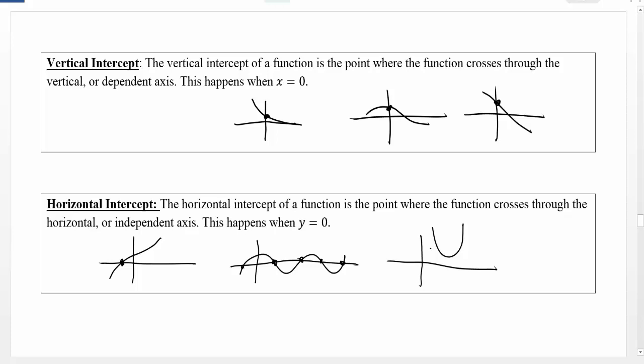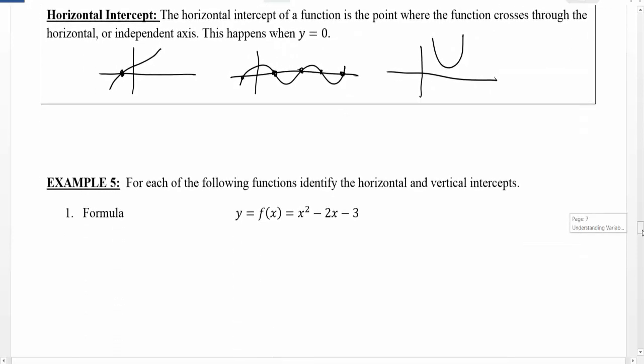But in order to solve for this, we're considering when y equals 0, because when y equals 0, that's when we're on the axis. So if we have a function, we can set y equal to 0 to find these intercepts. So let's go ahead and practice this with some of our different types of functions.